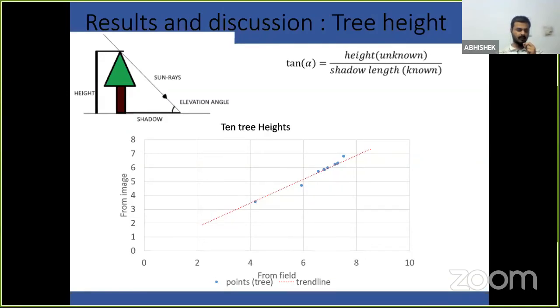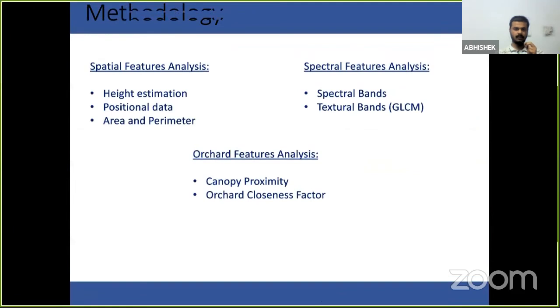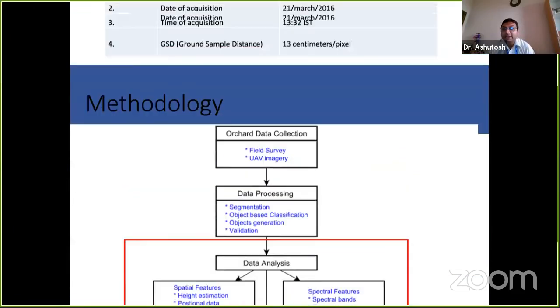There is a model known as VSOP87, which can be used for any ellipsoid in the solar system. Knowing the latitude, longitude, and time, the solar elevation angle and the solar azimuth angle can be calculated. And knowing the shadow length and the solar elevation angle, we can roughly estimate the height of the tree canopy. So this height was estimated from a satellite image? No, sir. It was estimated using the UAV image only. Okay. Thank you, Abhishek.